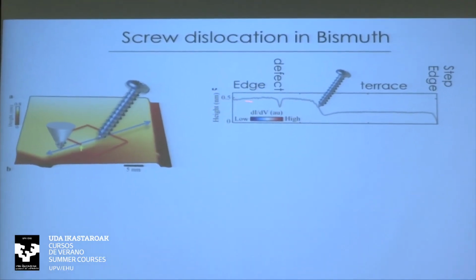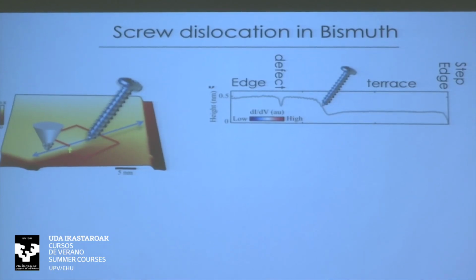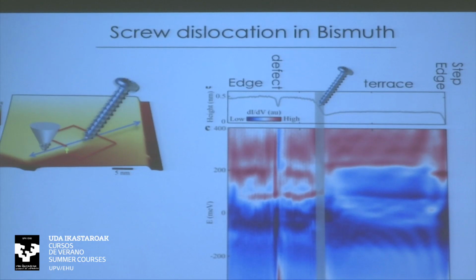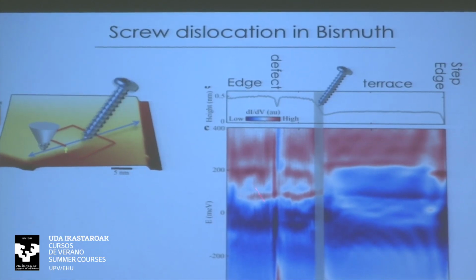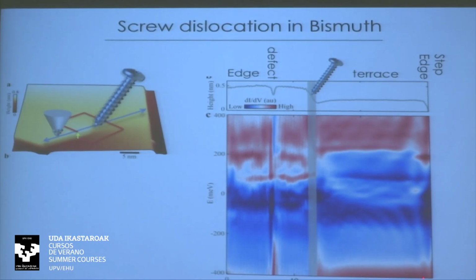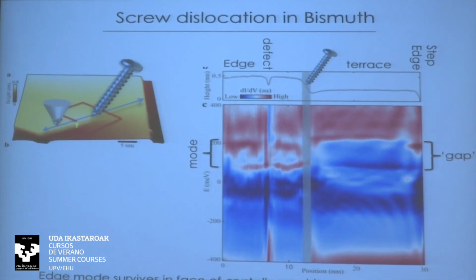So this is the topographic profile that we see along this line. There's also a single missing atom along this step edge, which is another possible scatterer for this edge mode, and this is where we descend by a single bilayer when we go across the screw. And this is the differential conductance, the local density of states as a function of energy and position, to the left and to the right of the screw dislocation. So what we see here is our mode.